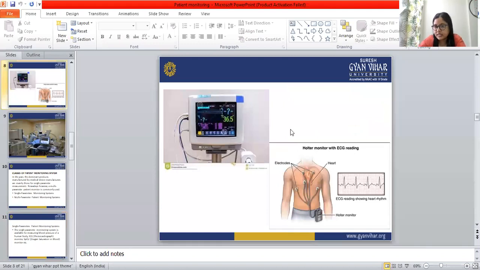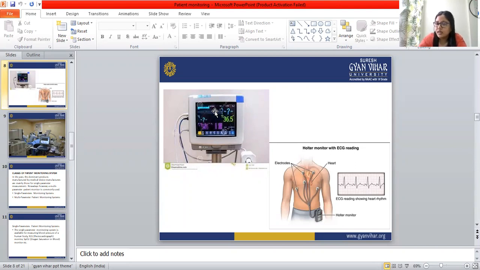And this is the ECG reading. The healthcare provider places the electrodes on the Holter monitor. This is the Holter monitor that contains electrodes. The healthcare provider places this Holter monitor on the patient's body, and after that it is connected to the computer. After that, the healthcare provider or the doctor can monitor the ECG reading.